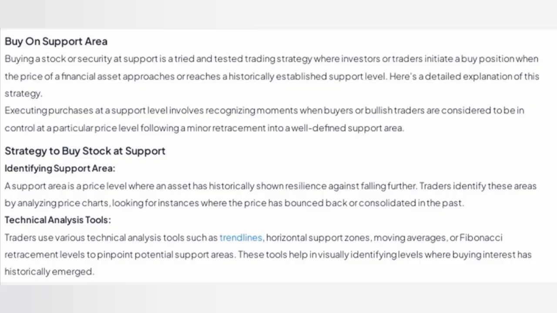Identifying support area. A support area is a price level where an asset has historically shown resilience against falling further. Traders identify these areas by analyzing price charts, looking for instances where the price has bounced back or consolidated in the past. Technical analysis tools. Traders use various technical analysis tools such as trendlines, horizontal support zones, moving averages, or Fibonacci retracement levels to pinpoint potential support areas. These tools help in visually identifying levels where buying interest has historically emerged.